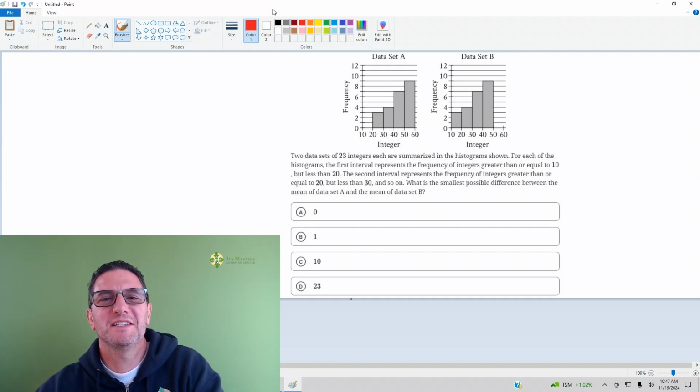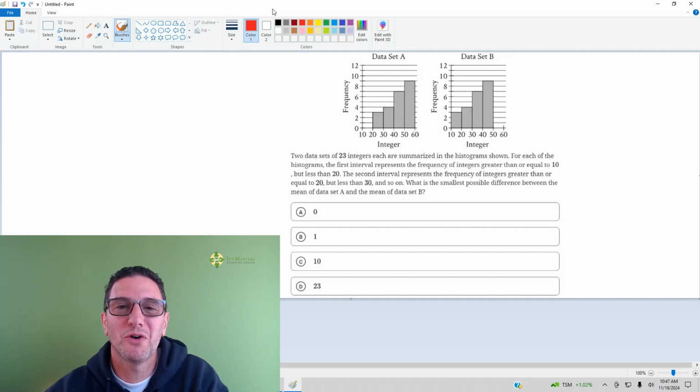Digital SAT, Test 3, Module 2. This is a hard set of math questions. And number 22 reads, two data sets of 23 integers each are summarized in a histogram shown. So it's a good idea to look at the histograms, see what's going on. We've got data set A, data set B, and you've got integers on both x-axes and frequency on both y-axes.